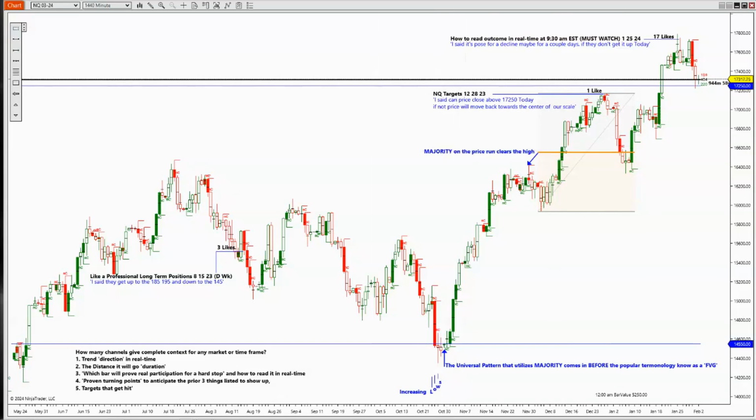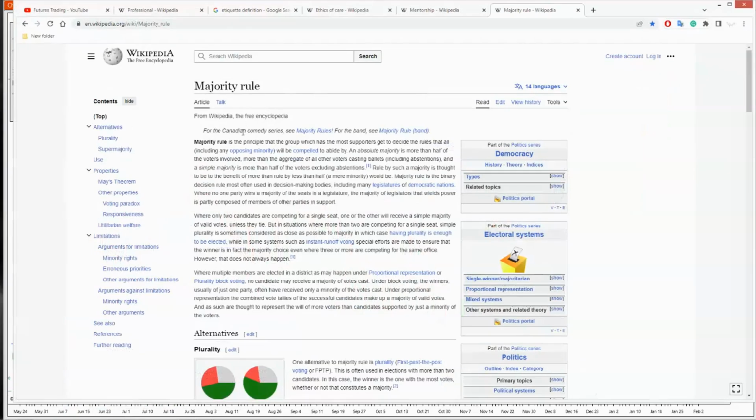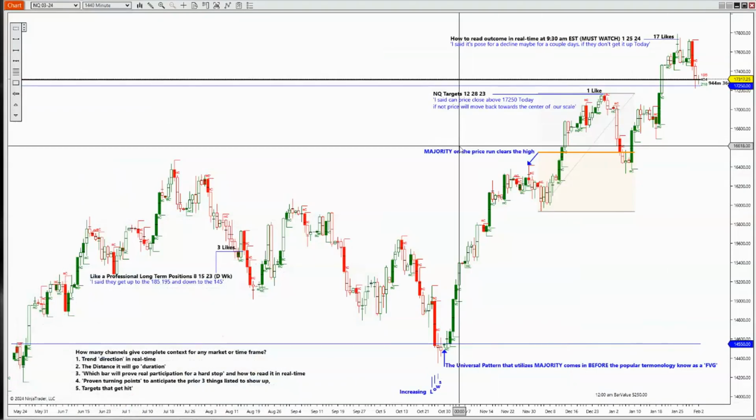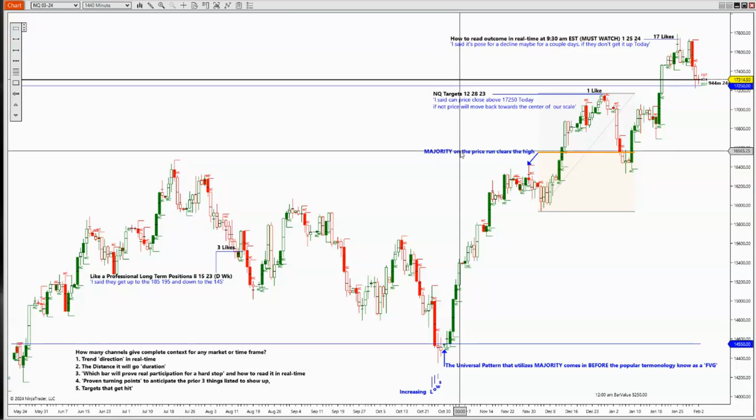Majority. It's a really important word. Let me make sure I put it in front of you just one more time. Please bear with me. I hope you don't mind. Majority is the principle. This is a fundamental truth. It's really important that we understand that the group which has the most supporters gets to decide the rules that all, including any opposing minority, will be compelled to abide by. Okay, so I want you to understand I'm using fundamental truths. It does not change. It's like gravity. You can be 700 pounds, 70 pounds. Guess what? Gravity is still going to function, and there's absolutely nothing you can do to change its effect. Majority is doing the same thing to these charts.